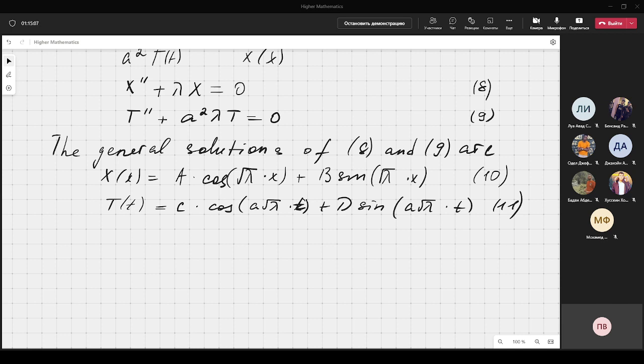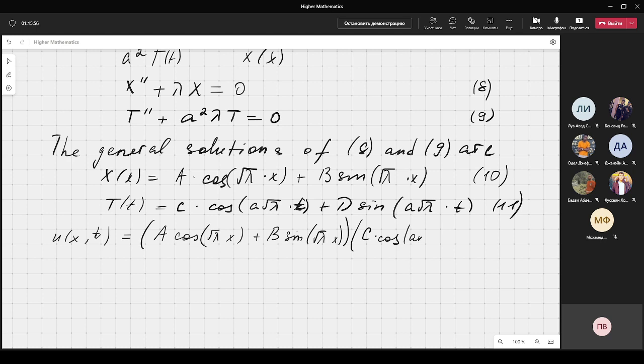Substituting the expressions X(x) and T(t) into 6, we get U(x,t) equals the bracket A times cosine of square root of lambda x plus B times sine of square root of lambda x, times C times cosine of a square root of lambda t plus D times sine of a times square root of lambda t.